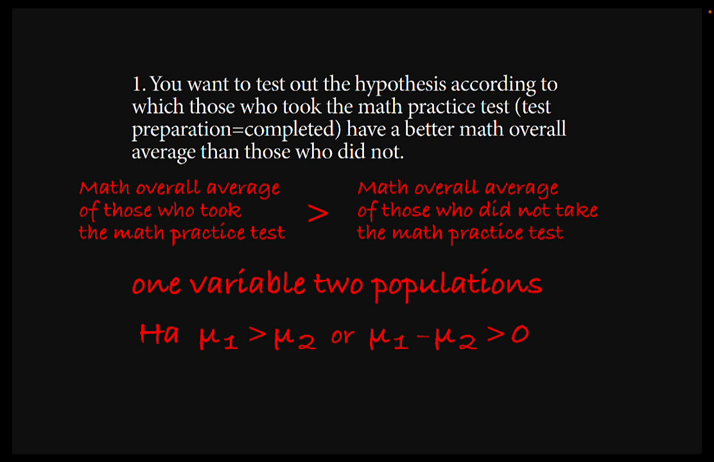It's going to be mu sub 1 is larger than mu sub 2, or mu sub 1 minus mu sub 2 is going to be a positive number. And my null hypothesis, of course, is that there is no difference between mu sub 1 and mu sub 2, so the preparation test makes no difference. So that's my hypotheses, and now we want to see if this holds in the sample or not.